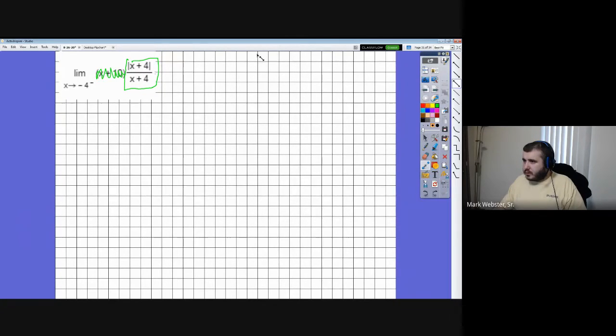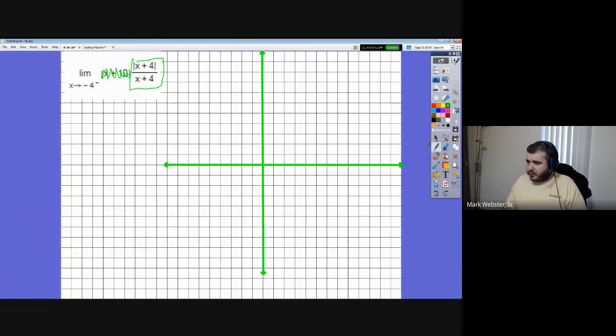Let me make a vertical line. Let me make a horizontal line. Here's my axes. Let me make some tick marks here.